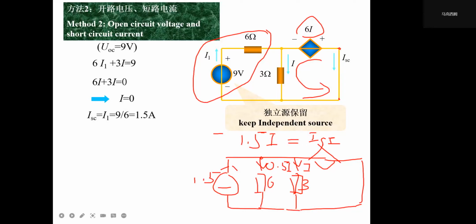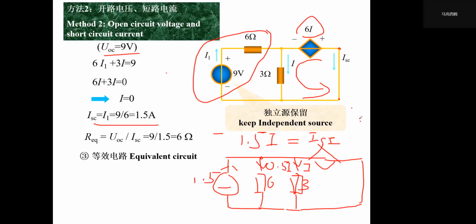Still, we calculate the short-circuited current and the open circuit voltage. So we could use their division to calculate the corresponding equivalent resistance. So we can draw the equivalent circuit.